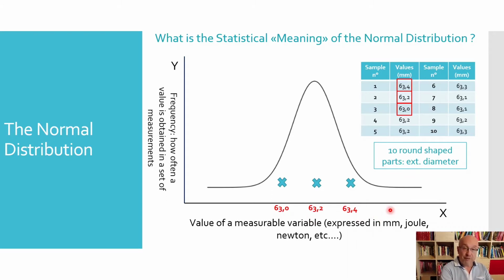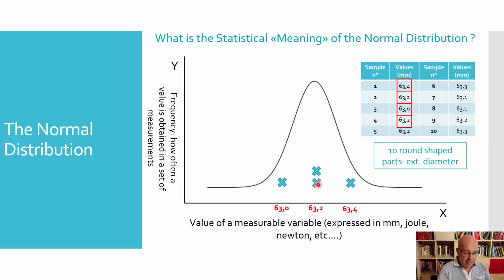But if we get the fourth value, 63.2, we immediately realize that we get the same value as before, because these two values are equal. That's why we place a second cross exactly in correspondence of the value of 63.2. And you can see that we have an increasing number of crosses on this line. Here we have two crosses, while here we have only one cross in correspondence of the single value of 63.0, and here one cross for the single value of 63.4. Here we have obtained 63.2 twice, so we have two crosses.